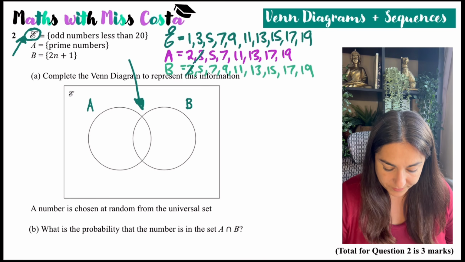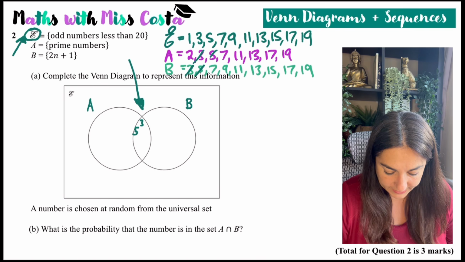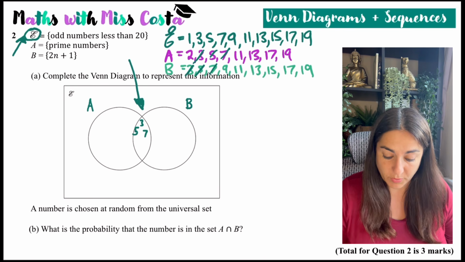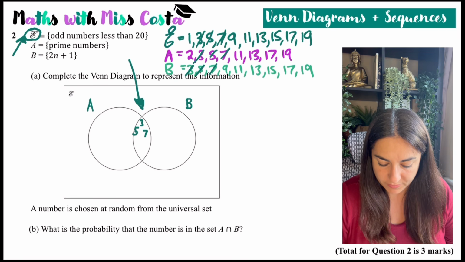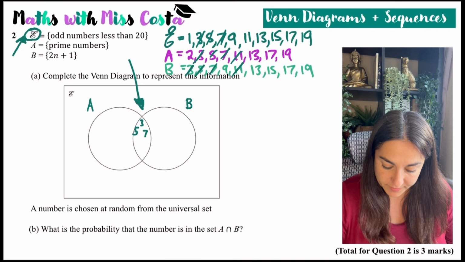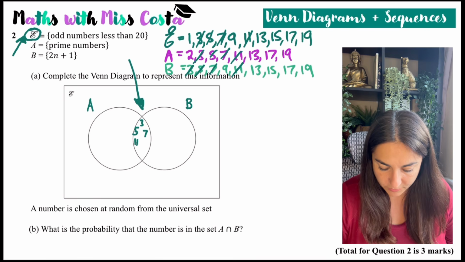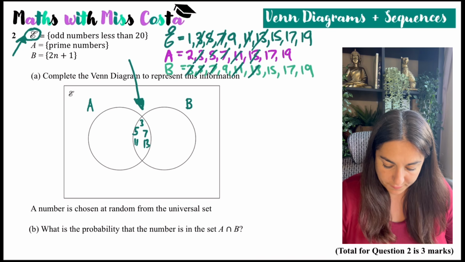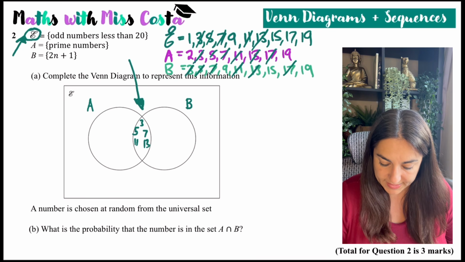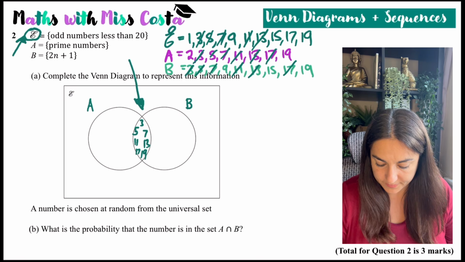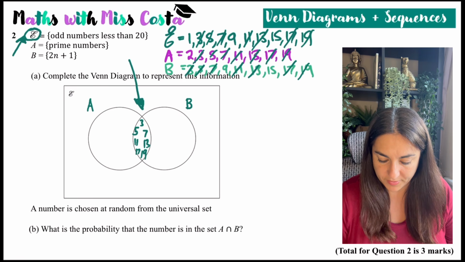So 3 is in set A and B, so I'm going to write that. 5 is in both. 7 is in both. And actually, while I'm doing this, I could cross it out from the universal set as well, because I know that I've used those numbers. 11 is in both, so I'll write that out. 13 is in both. 15, nope. 17 and 19 is in both.